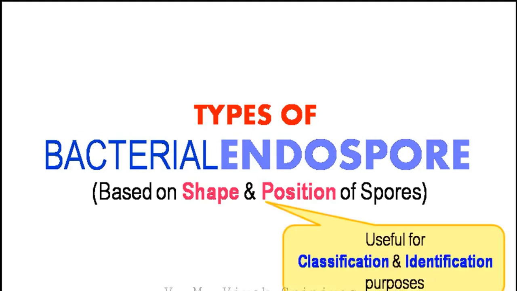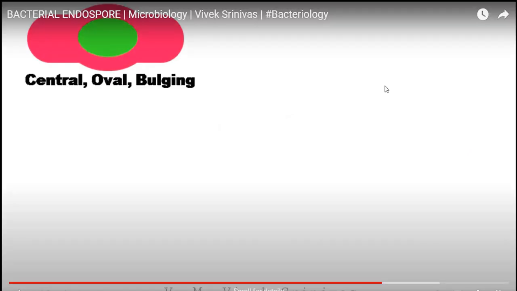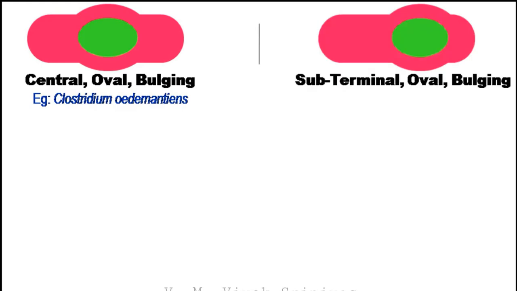You have your central, terminal, and subterminal positions of the spore. Oval, non-bulged spore. The example is Clostridium edematans. Next, the subterminal, oval, bulging spore. The example is Bacillus anthracis, the causative agent of anthrax. Next, the terminal, oval, bulging spore. It gives the appearance of the tennis racket. So, by the Schaefer and Fulton staining technique, we can identify the different types of the bacterial endospore.